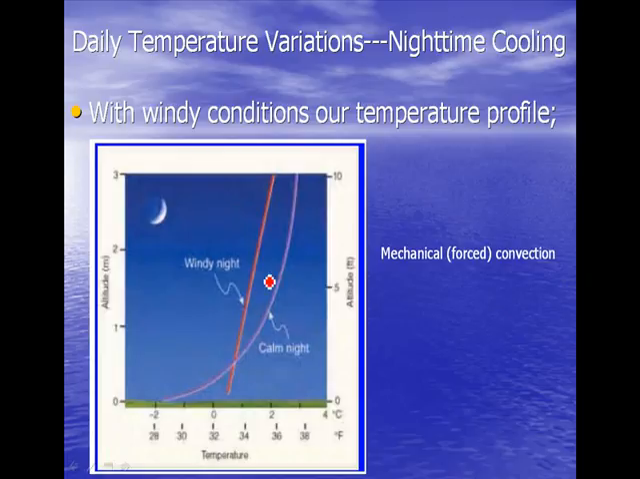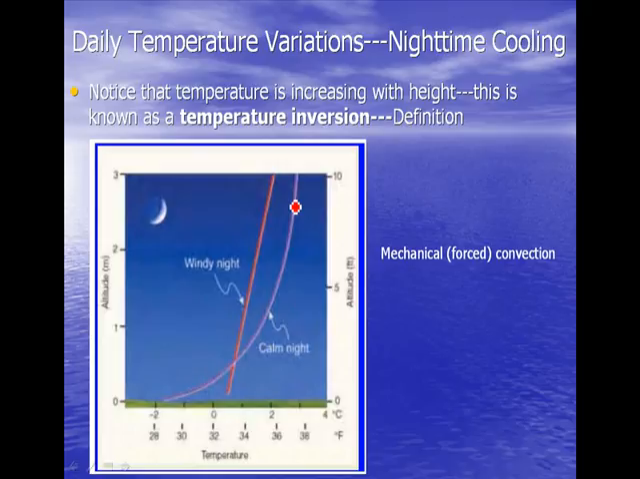So again, if we have windy conditions, we take some of the warmer air, if we look at this temperature profile here, and transfer it to the surface. Some of the cooler air is brought up, and now your temperature profile begins to flatten out a bit. So a little bit warmer here compared to calm winds, but now a little bit cooler up here compared to what you would see on a calm night.